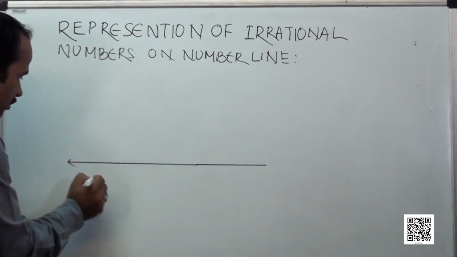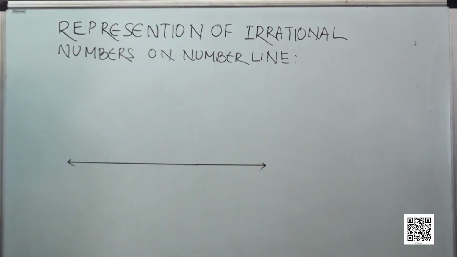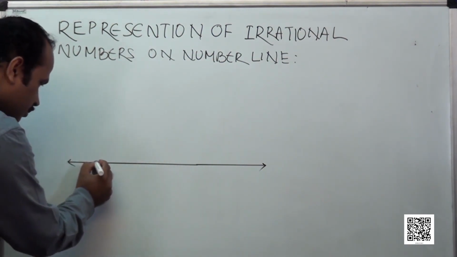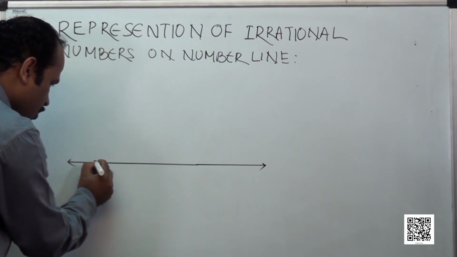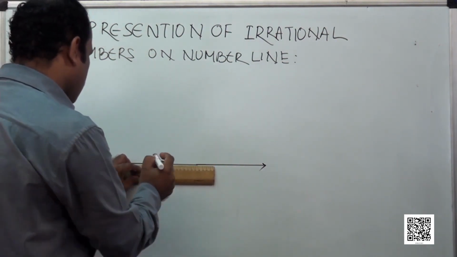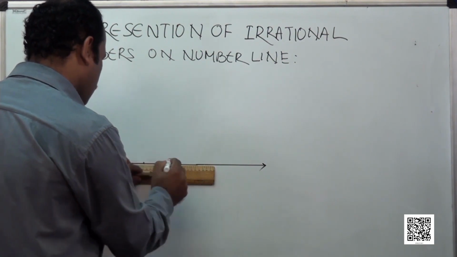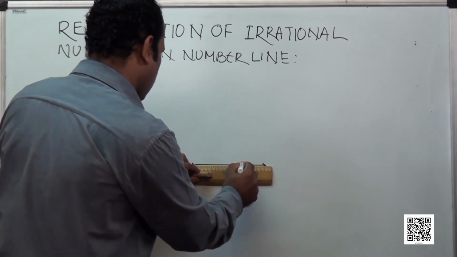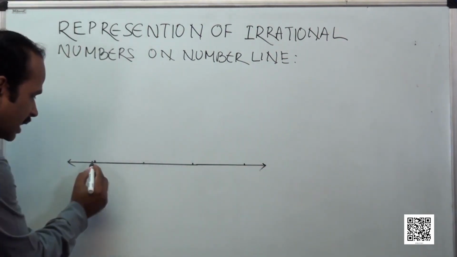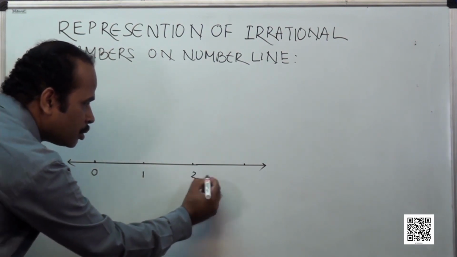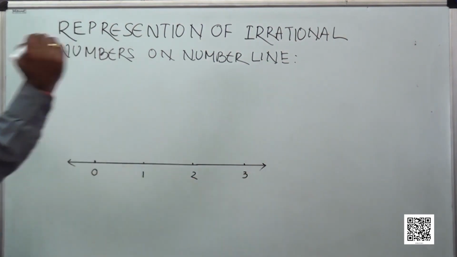I have selected a line. On that line, let me choose a point as O. Suppose this point I have chosen as O. At equal distances, let me take some points. Suppose this is my 1, and at an equal distance this is my 2, and this is my 3. Now this point is 0, this is representing 1, this is 2, and this point is 3. So this is a number line.